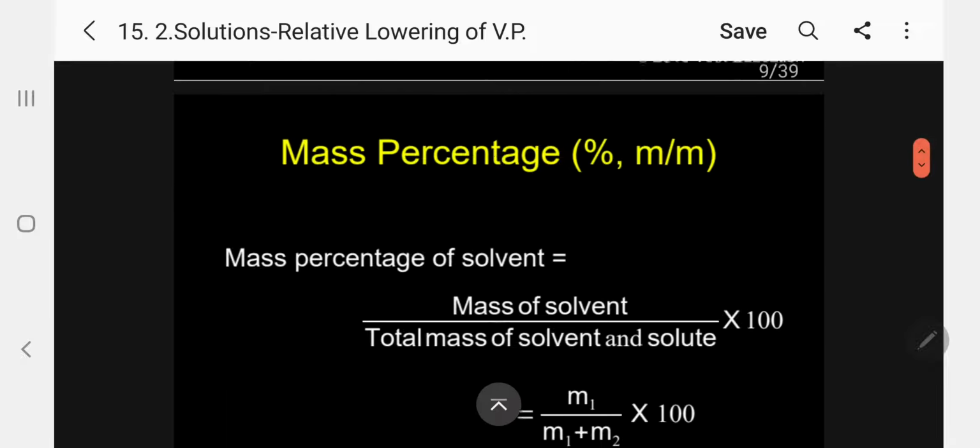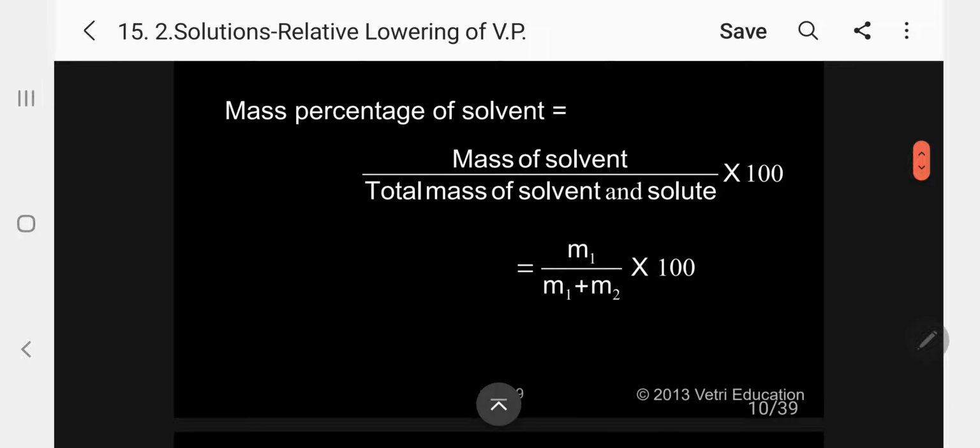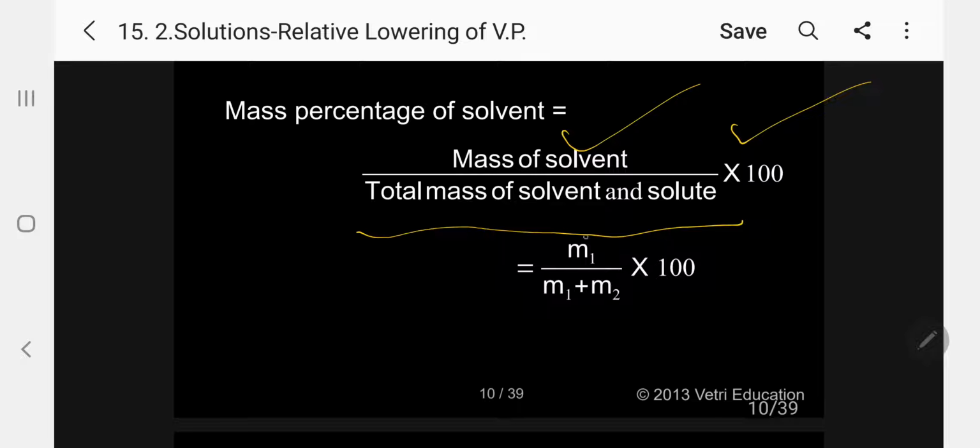The same way, mass percentage of solvent is equal to mass of solvent divided by total mass of solvent and solute, whole multiplied by 100. In mathematical form, small m1 by small m1 plus m2 into 100. M1 is the mass of solvent, M2 is the mass of solute. Please follow.